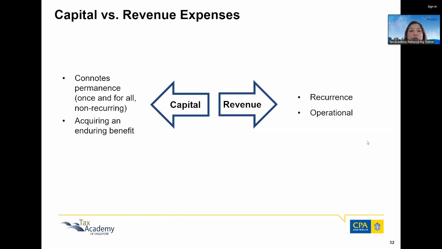So again, like receipts, we have capital and revenue differences. We also have capital and revenue expenditure. Capital expenditure is not deductible, while revenue expenditure is deductible. Capital expenditure connotes a permanence and is for the acquiring of an enduring benefit, whereas revenue expenditure is more of a recurring nature and operational in nature.